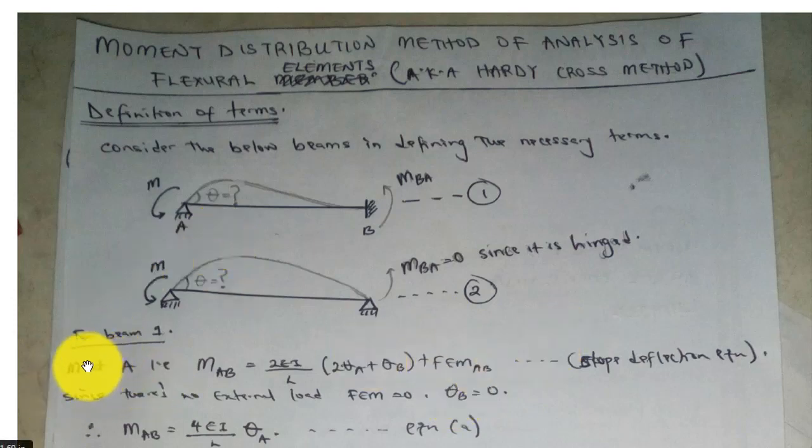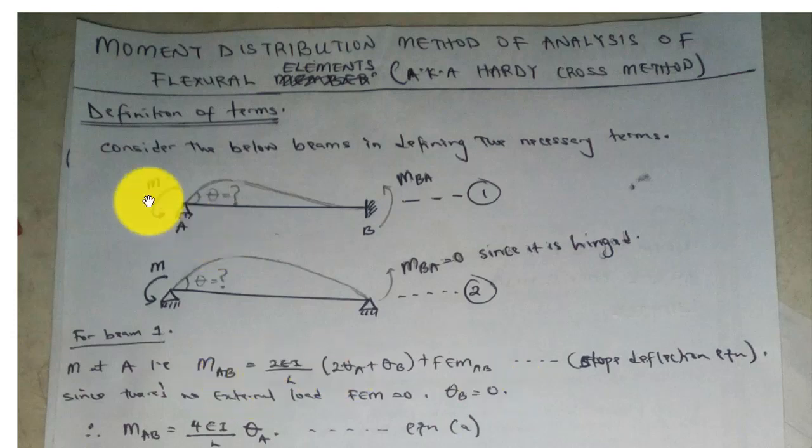So for beam 1, the moment at A, which is MAB, is equal to 2EI over L, (2 theta A plus theta B) plus FEMAB. Of course, you'll have seen this equation before. It is called the slope deflection equation. Whenever we want to deal with something that has to do with fixed end moment, you don't have any choice. You just have to talk about the slope deflection equation. It is the first equation of kinematic indeterminacy that has to do with fixed end moment.